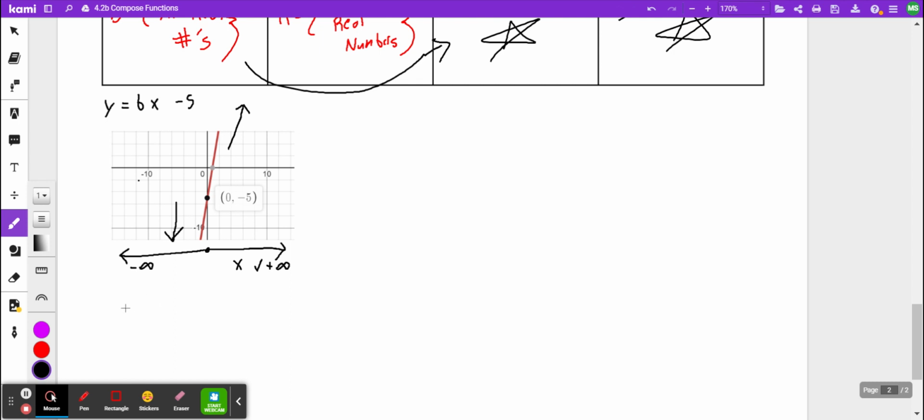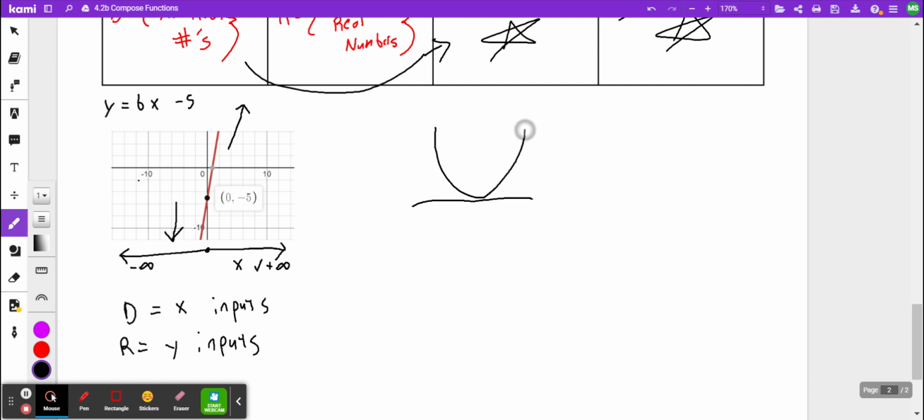Our domain is x and our range is y. Now, there are things where we're not going to have certain values. For example, if I have x squared, or x to the 4th or x to the 6th, I'm just going to say, hey, it's any even number. So if I look right here, it will let me go all the way to the left. It will let me input all the numbers to the right. So my domain would still be all real numbers.